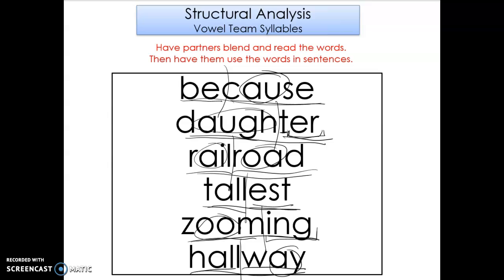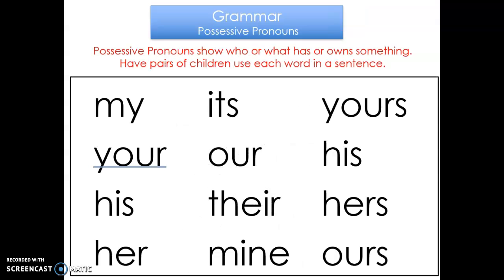Which two words are compound words? If you picked railroad and hallway, you are correct. Okay, all of these clues that we've been practicing, all of these tools that we've been putting in our minds, help us to become stronger readers when we put them all together.